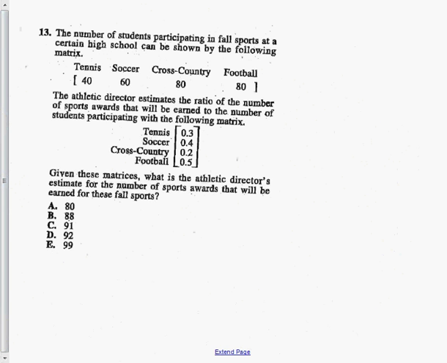The athletic director estimates the ratio of the number of sports awards that will be earned to the number of students participating with the following matrix. Here, 0.3 for tennis. If you think about that in terms of percentages, they're saying 30% of the students will get an award in tennis, 40% will get an award in soccer, 20% will get awards in cross country, and then 50% will get awards in football.